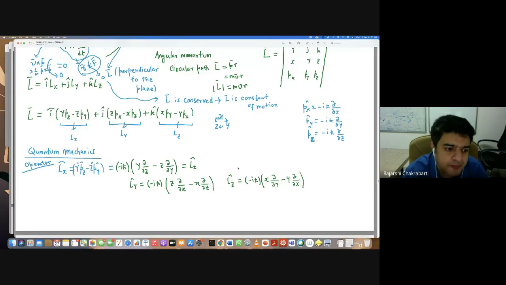So Lx is ypz minus zpy. If I substitute the expressions for pz and py, I have minus iħ common. I take it outside. It will be y ∂/∂z minus z ∂/∂y, which is Lx. Similarly, I can have expressions for Ly and Lz. These are expressed in terms of Cartesian coordinates x, y, and z.